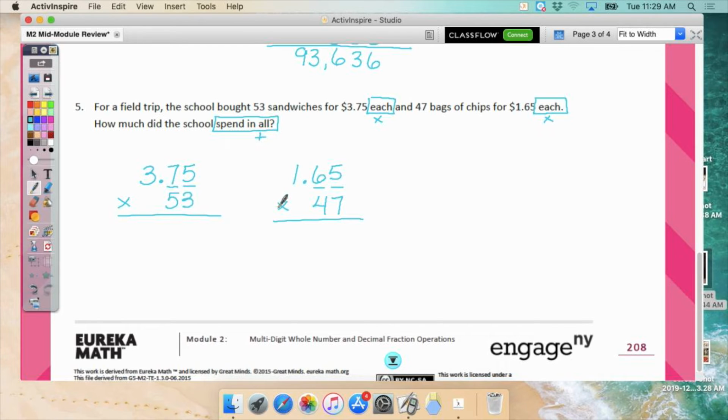So we've got multiply, multiply. I did that. Then what do you think in all is going to have me do? Add the answers together. Add these two totals of the sandwiches and the chips. Add them together. Now here, don't get confused. Okay. When you multiply, you have to underline and count decimal place values, right? When you add, what are you going to do? Just line up the decimals. Okay, so go ahead and write that down.